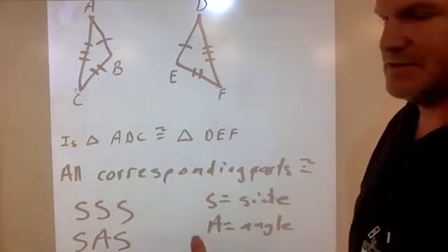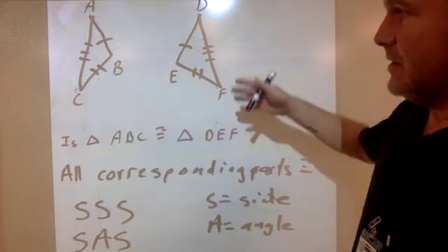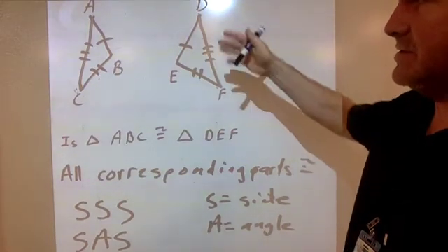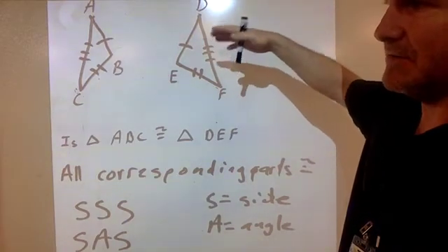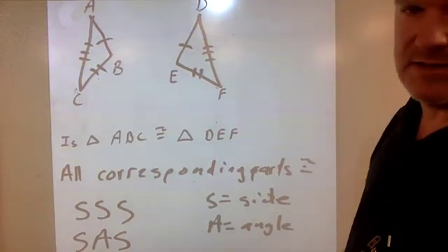So basically all this is doing is saving you a little bit of work. If you get a question that says, are these 2 triangles congruent? You only have to find that 3 of the sides are the same. You don't have to worry about the other angles. 3 of the sides is enough to say that they're congruent.